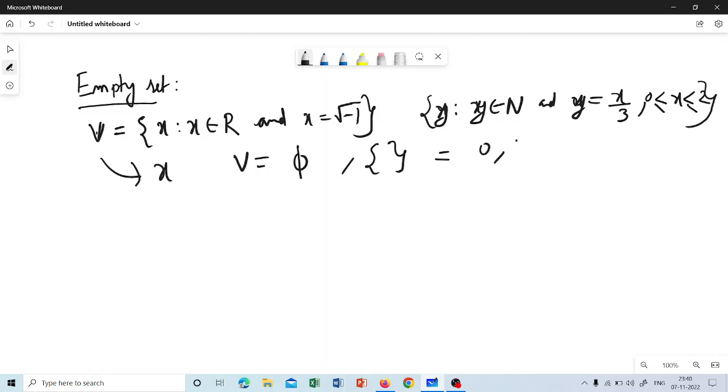y takes the values 0, 1 by 3, 2 by 3. So these values of y do not belong to natural numbers. As you can see, 0, 1 by 3, 2 by 3 are not natural numbers. So this set is empty. There are no elements in the set. So that is an empty set.